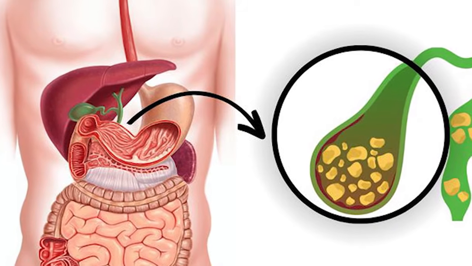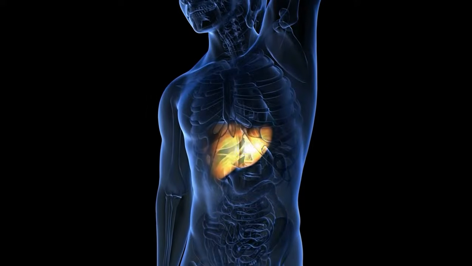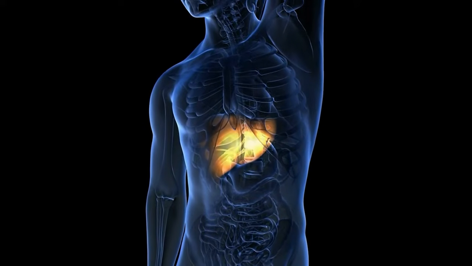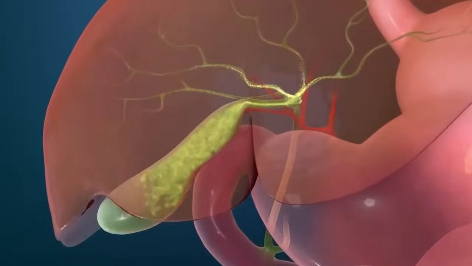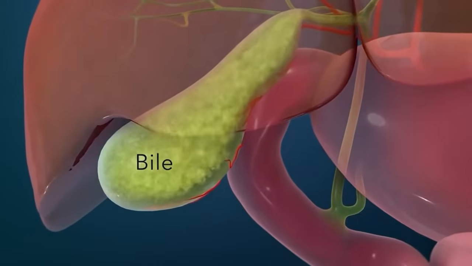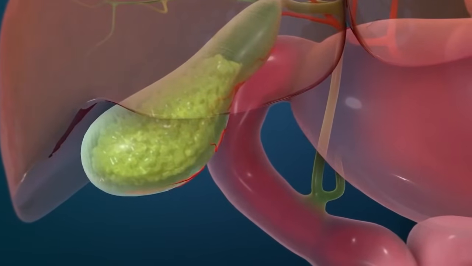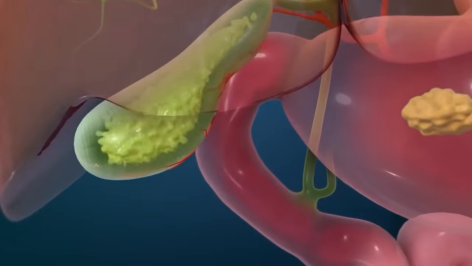enzymes. Bile production. The liver continuously produces bile, but it is not always needed for digestion. Excess bile is diverted into the gallbladder for storage and concentration. The gallbladder can concentrate bile by absorbing water and electrolytes from it, making the stored bile more potent.